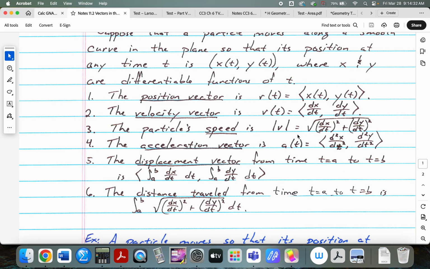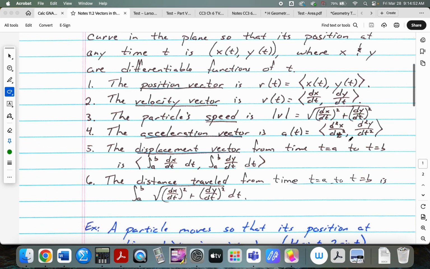The speed is the magnitude of the velocity vector, which makes sense, right? Speed is just magnitude, no direction. So to find that, we do the Pythagorean theorem. You've done this a bazillion times when you've been doing vectors before. The acceleration vector is the second derivative of position with respect to time, both for the x and for the y.